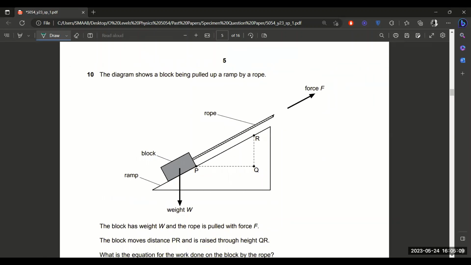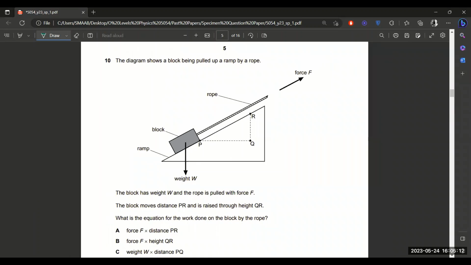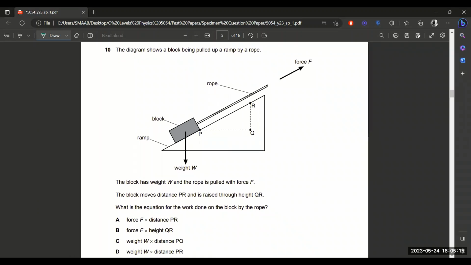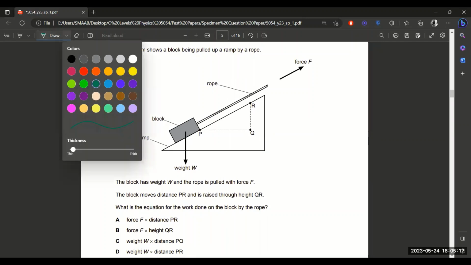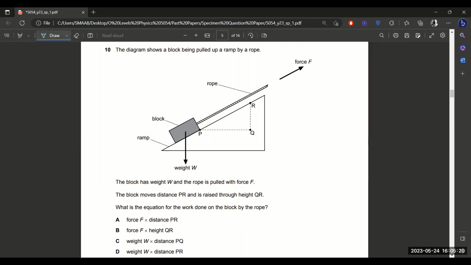Question number 10 is about work done. We have a diagram with a block moving in an upward direction with the help of a rope. Force is acting in the direction of the rope, and the block is also moving in the same direction. Before reading the question, we know the concept of work done: work done is equal to force times displacement in the same direction.